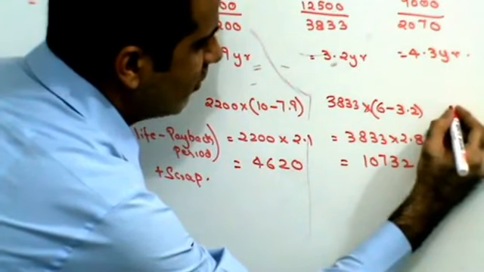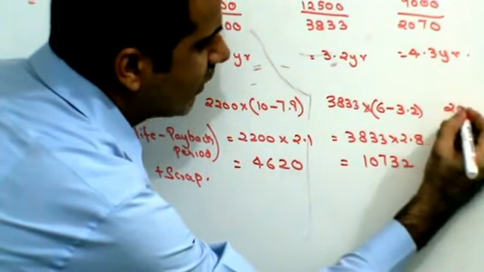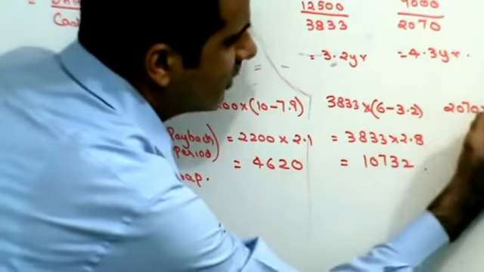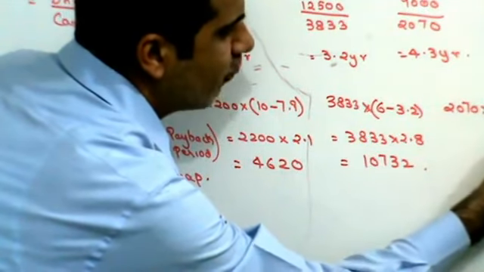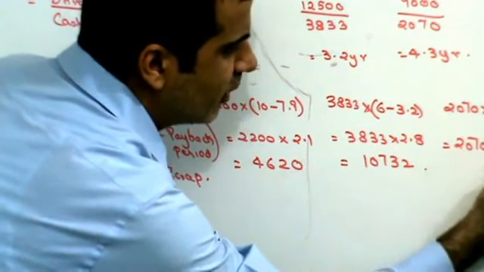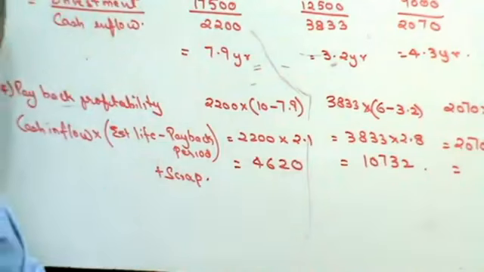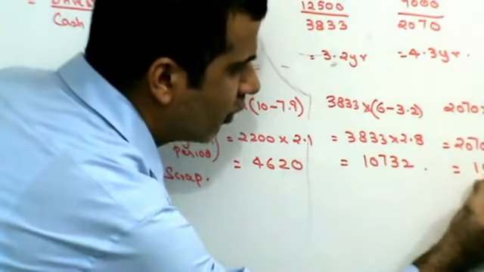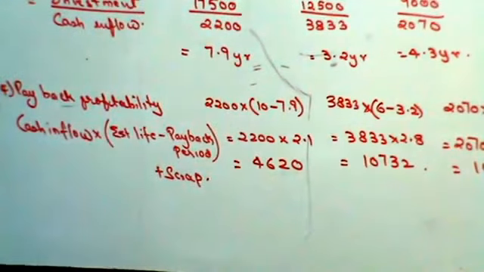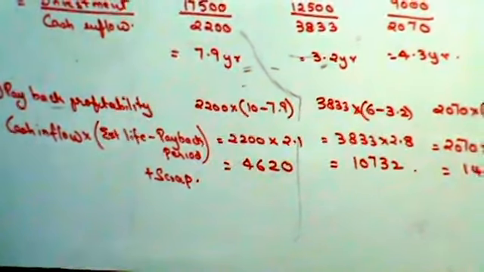Next, in the case of machine C, my cash inflow is 2070. Life of the asset is 5 years. Payback period is 4.3 years. So this is 2070 into 0.7. Someone please help me calculate this. 1449. Right? The payback profitability is maximum in the case of machinery B.